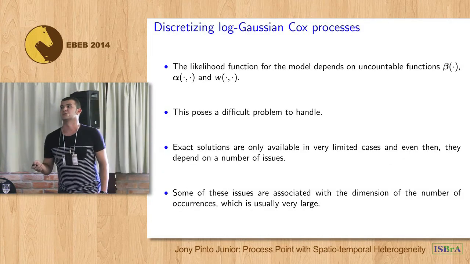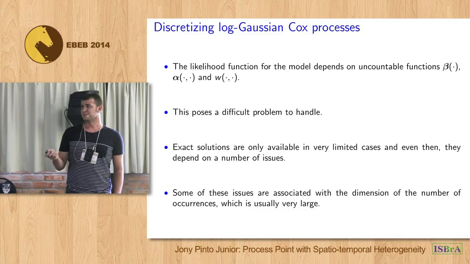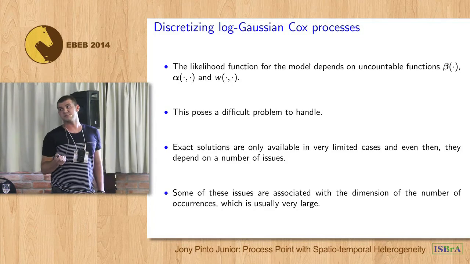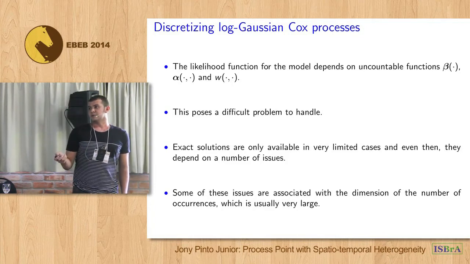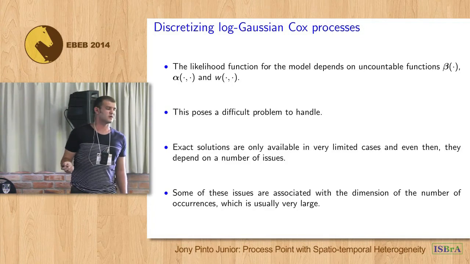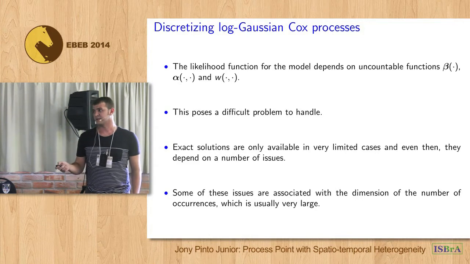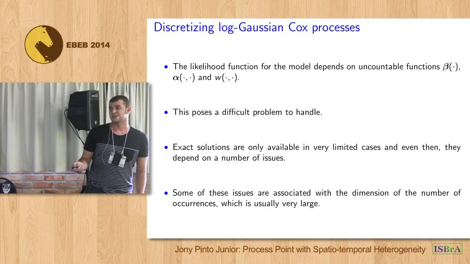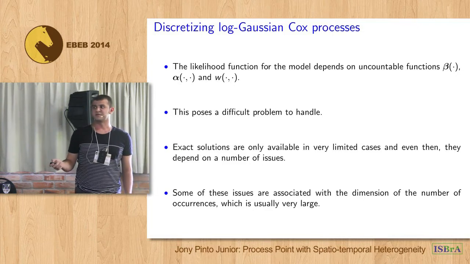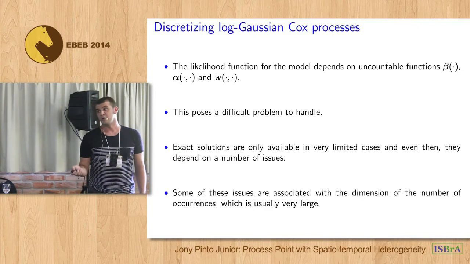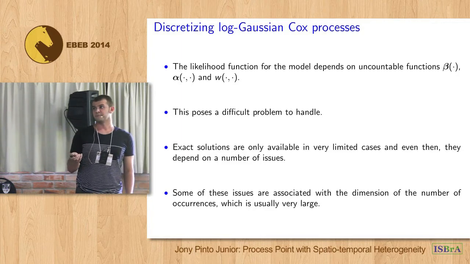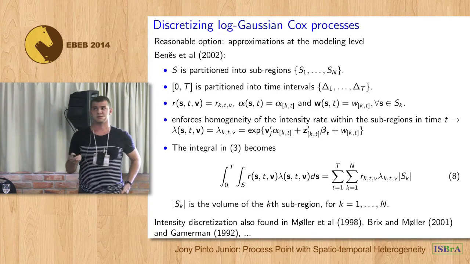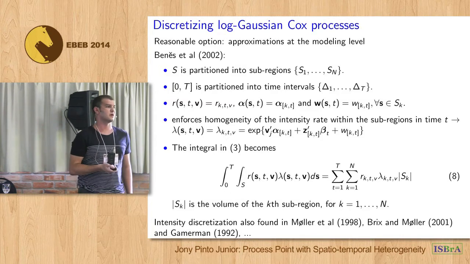So, the likelihood function for the model depends on uncountable functions, and this poses a difficult problem to handle. Exact solutions are only available in very limited cases, and even then, they depend on a number of issues. Some of these issues are associated with the dimensions of the number of occurrences, which is usually very large. So one reasonable option is considering a discretization of space and time.